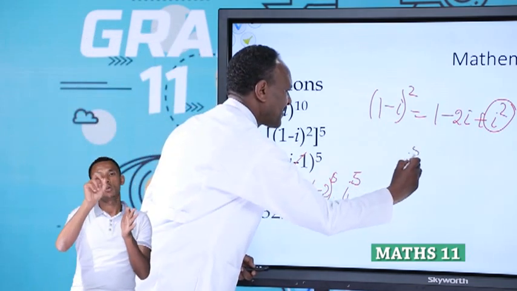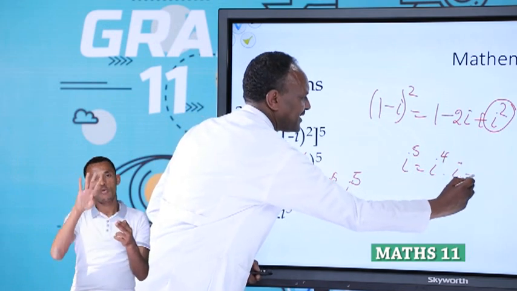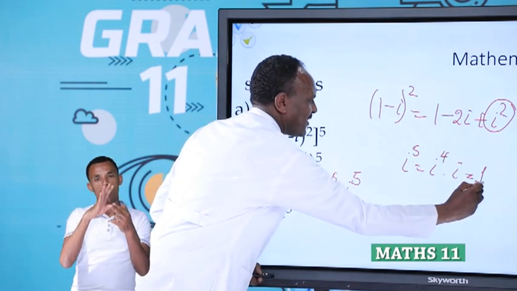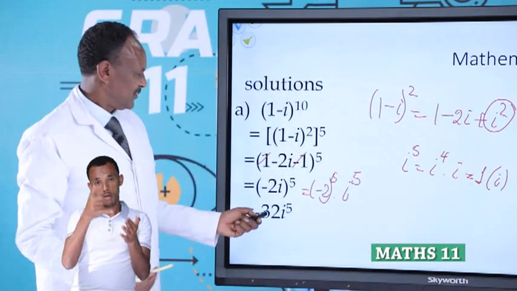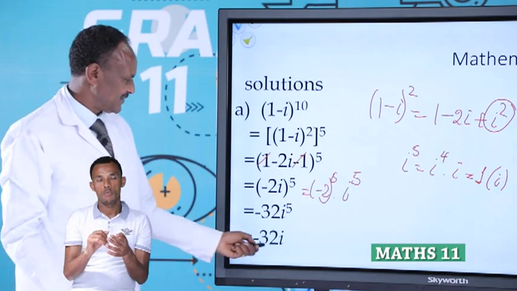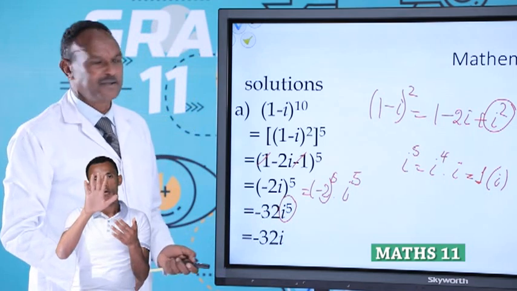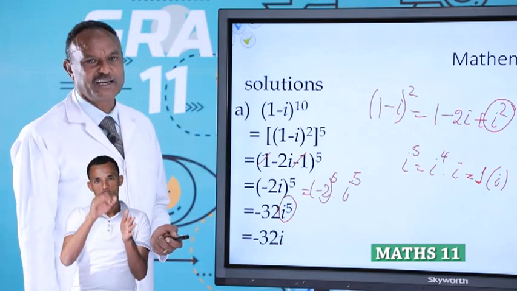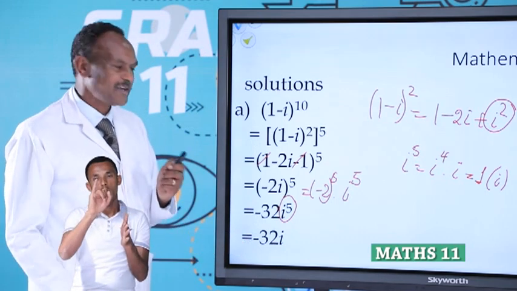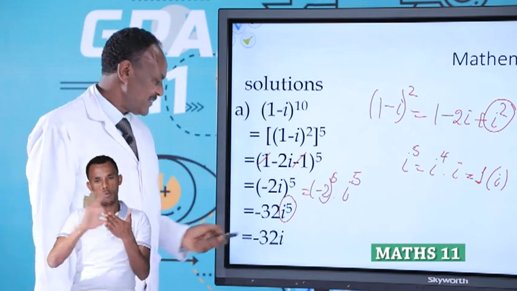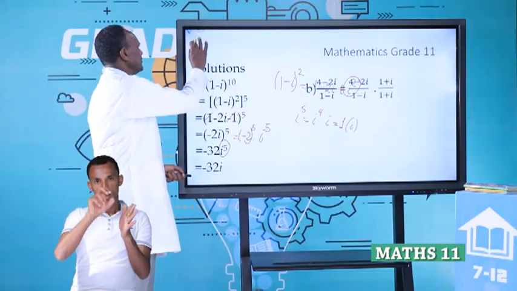When you are coming to i to the power of 5, which means i to the power of 4 multiplied by i. And i to the power of 4 is +1, multiplied by i, gives i. The simplest form of i to the power of 5 is i. So when (1 minus i) to the power of 10 is simplified, you will have -32i, which is a pure imaginary number. This number has a real part 0 and an imaginary part -32.